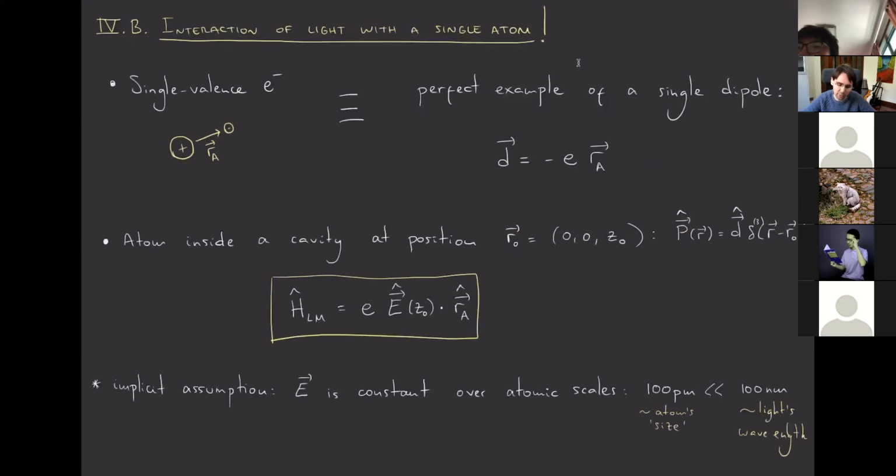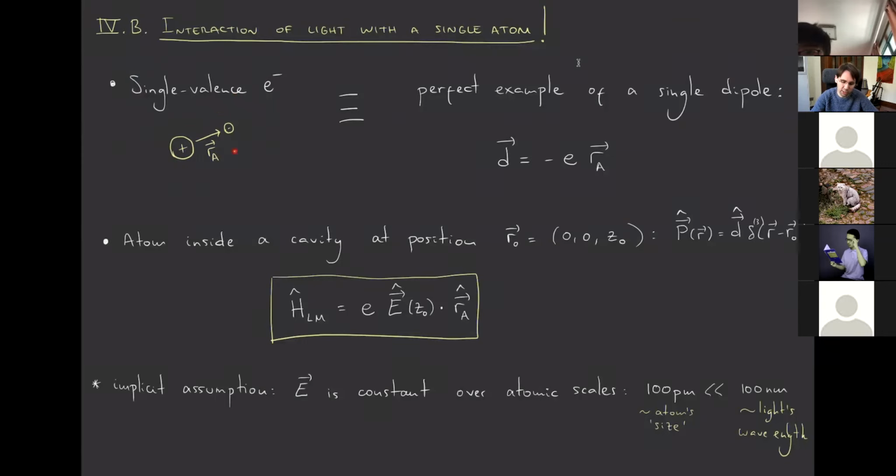Okay, but then, because this is very generic, we started looking at one specific matter system, which is the simplest kind of matter system that exists, which is just a single atom, and in particular, a single valence electron atom.